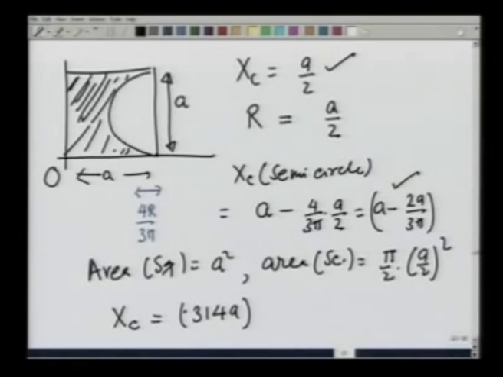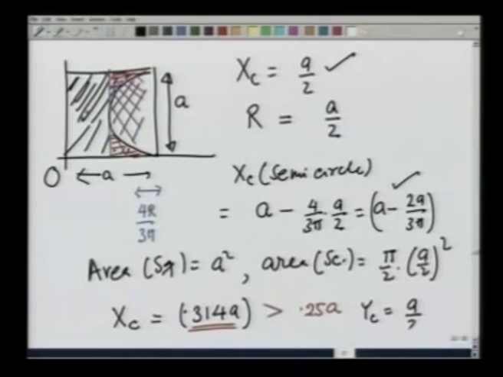Notice that if I had removed this half, let me make it with blue, if I had removed this half blue of the square, the xc would have been here at 0.25 a, but because of this extra area which I am showing here to the right, the centroid shifts slightly to the right and is at 0.314 a, which is greater than 0.25 a. That would have been the case if I had removed this entire half of the circle.